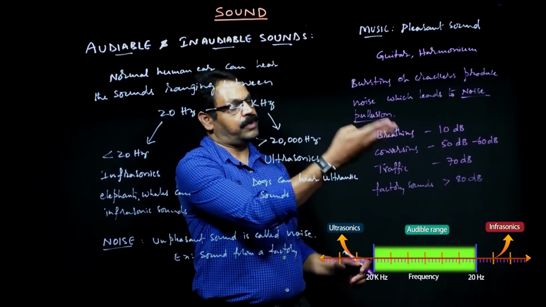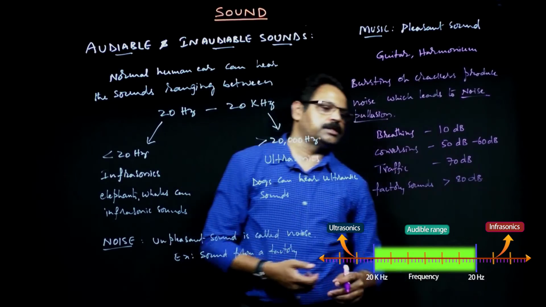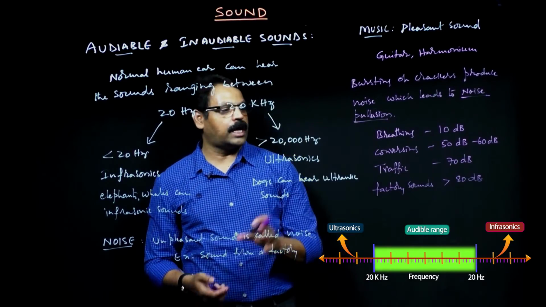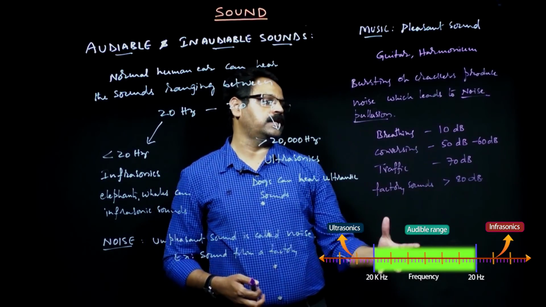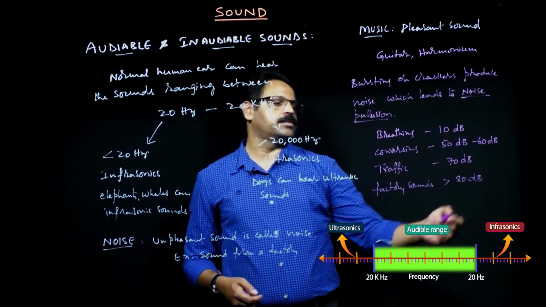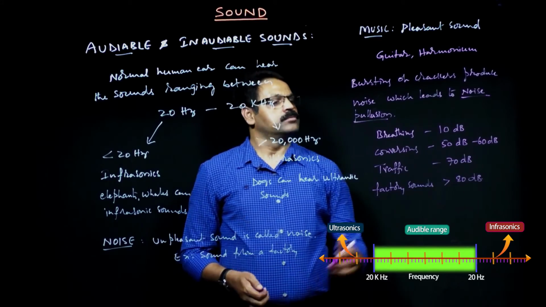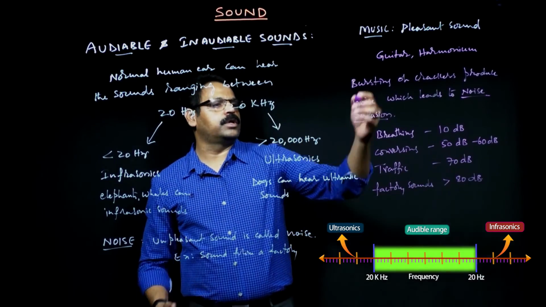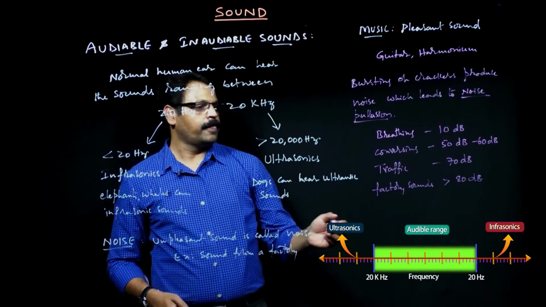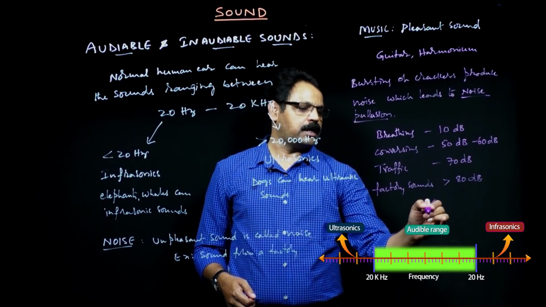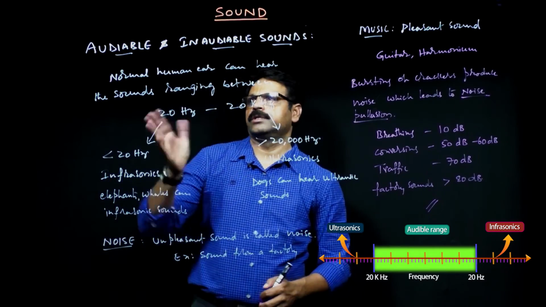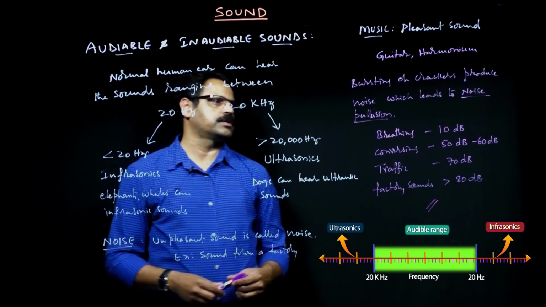If it is above 80 decibels and your human ear is exposed to more than 80 decibel sounds for a long time, then there is every chance of damage to the eardrum. Therefore, high decibel sounds are to be avoided. That is possible only when we avoid this noise pollution. So this is how we can protect ourselves from noise pollution. So this is what we have about the audible and inaudible ranges of sounds.